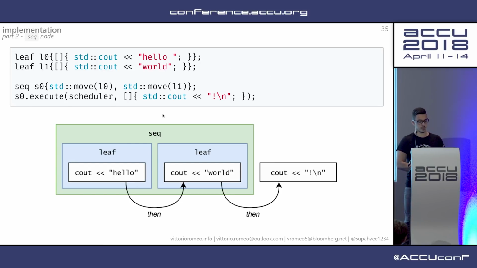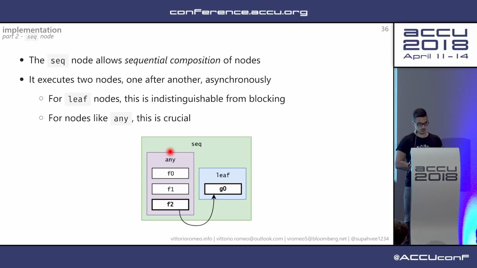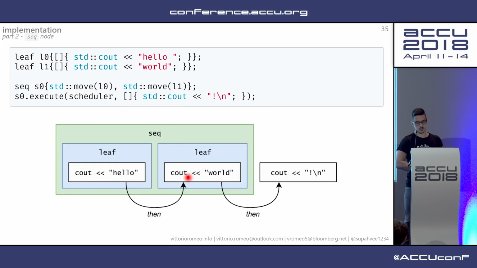So this is the example we've seen before. And if we want to draw it as a diagram, we will have this sequence node containing the two leaves in place. The leaves contain the computations in place. And we are going to attach B to A through the then parameter and C to B through the then parameter of the leaf. So this is how we model this kind of chaining of computations.